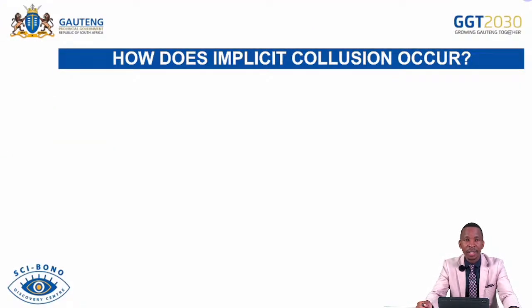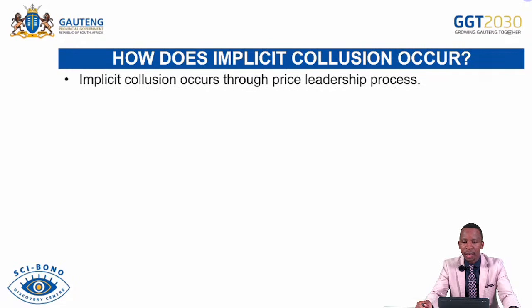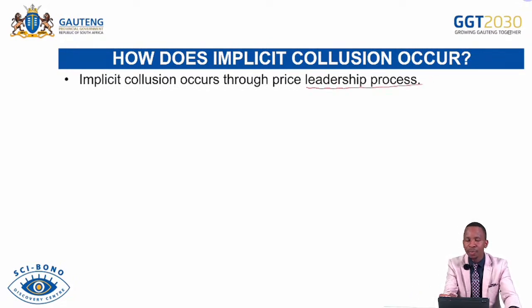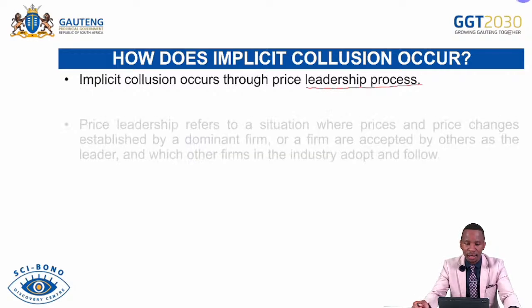And then the question: how does implicit collusion occur? Implicit collusion occurs through the price leadership process. Remember, there is this process that we call price leadership, whereby the price leader or the dominant firm will determine the price for the entire market. So the price leader will determine the price on behalf of all other firms. Then other firms will have to copy that price. That is the price leadership process.